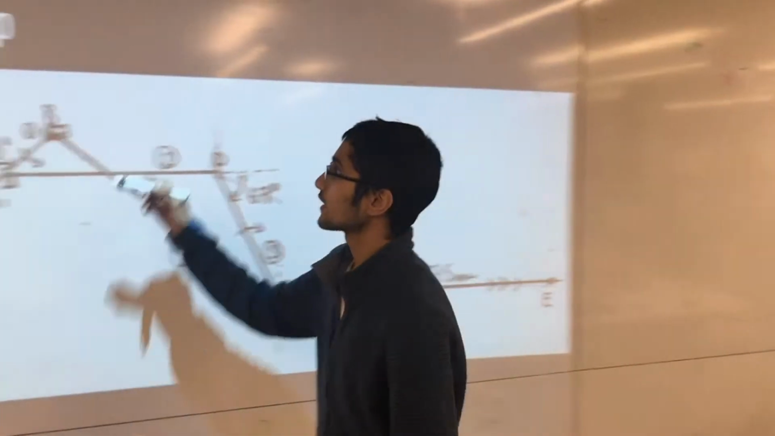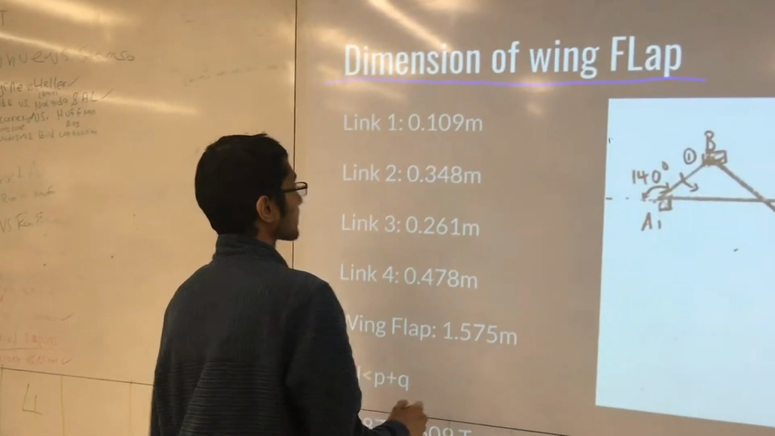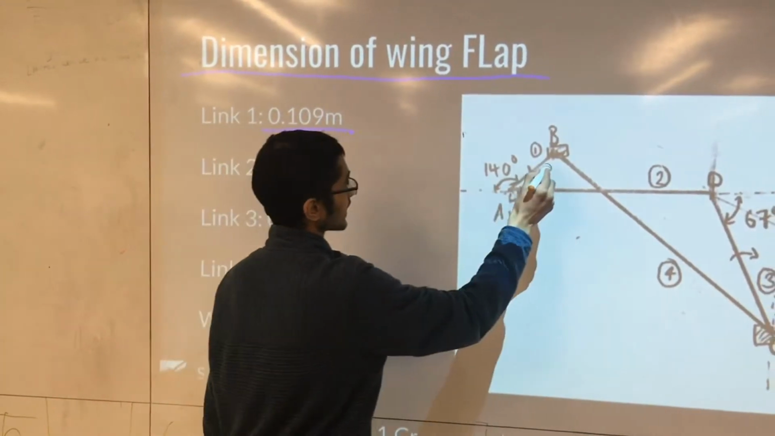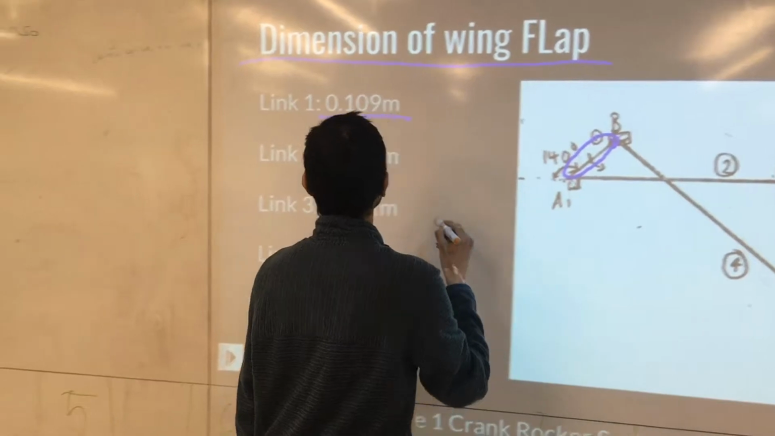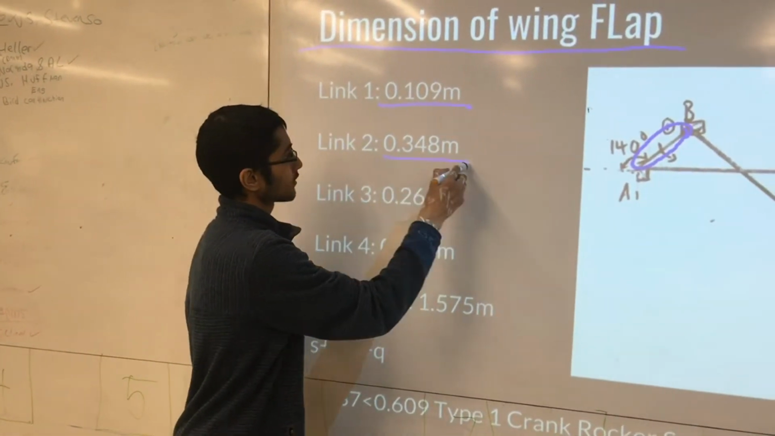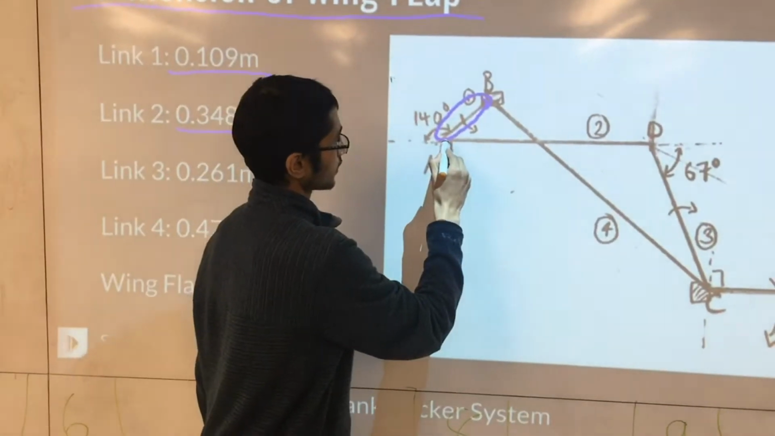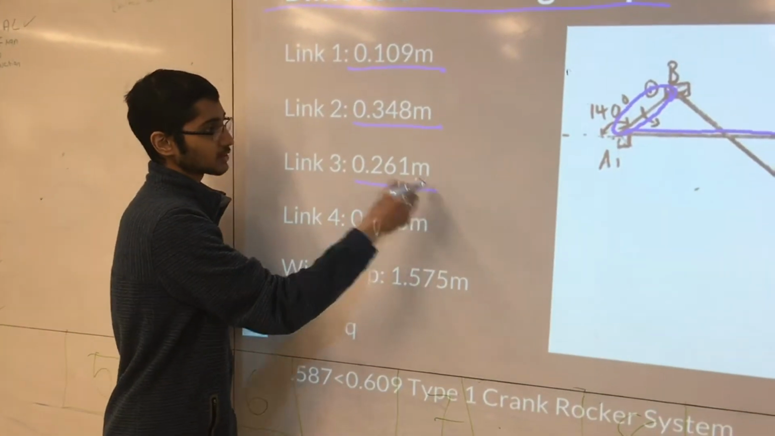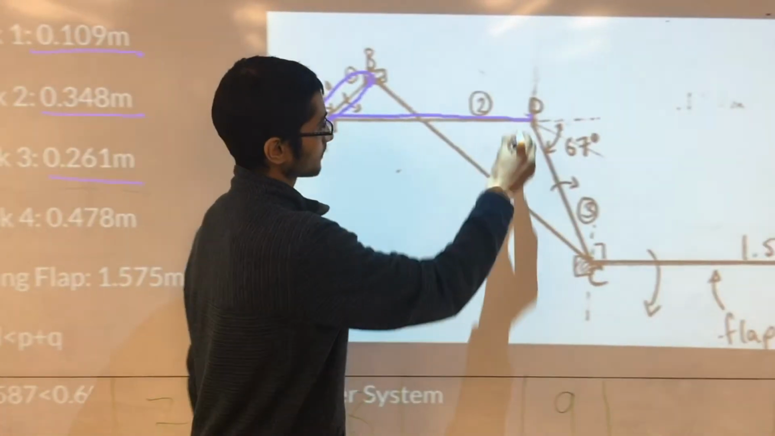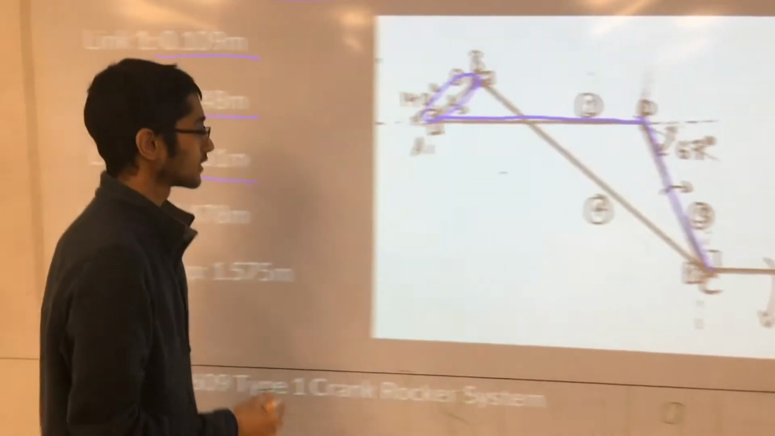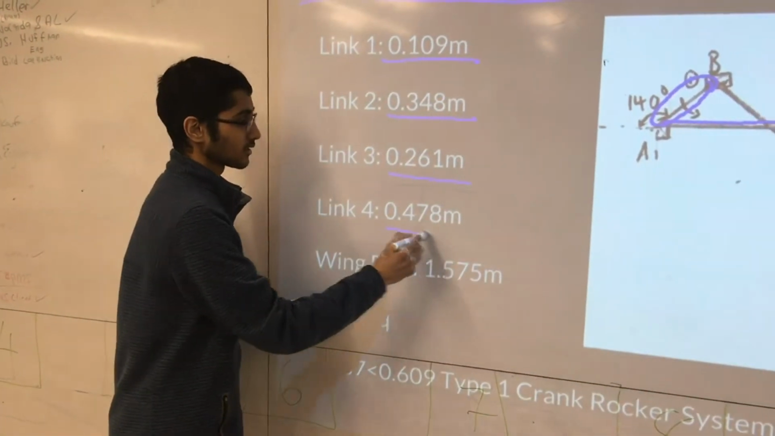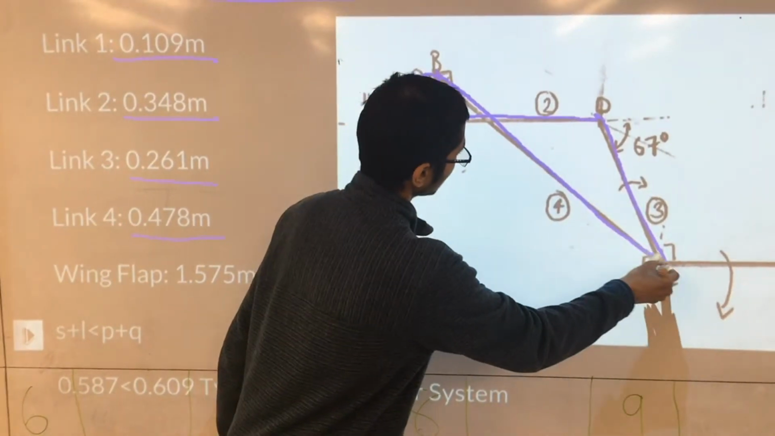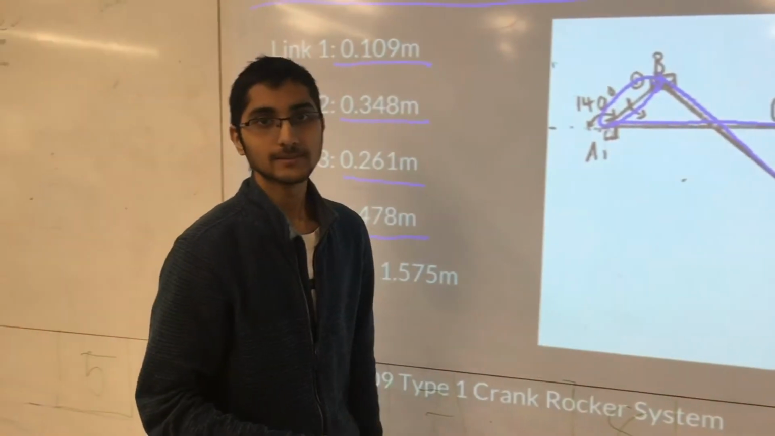Now we're going to look at the dimensions of the wing flap. Link 1 is 10.9 centimeters, and that's this link right here. Link 2 is 34.8 centimeters, so that's this one. Link 3 is 26.1 centimeters, that's this one. And link 4 finally is 47.8 centimeters, and it connects links 1 and 3.